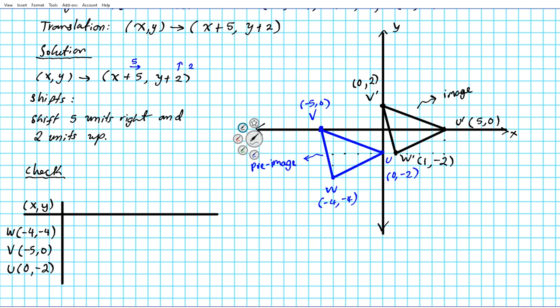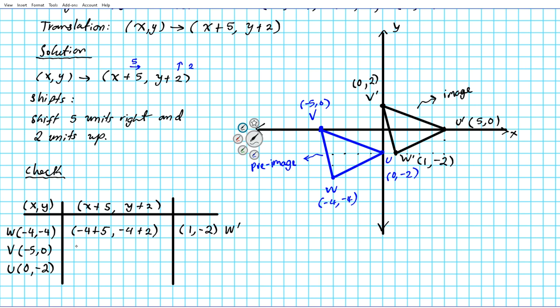So we're going to apply the transformation rule to these coordinates and then see if they take us to the coordinates that our graph reflects. All right, so now we're going to do some arithmetic. We're going to substitute and evaluate. For the first point W, we have -4 plus 5, so plug in -4 in the transformation rule, and then -4 plus 2. When you simplify that, you get 1, -2. This point right here is W prime.